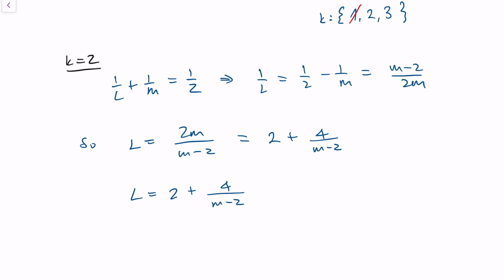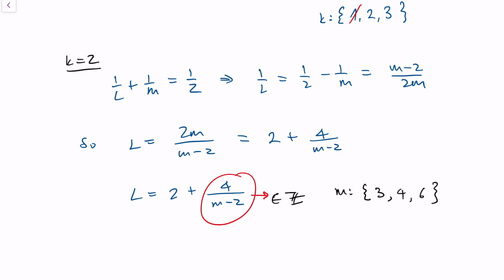Now we know l is a positive integer. We're only interested in the values of m for which this belongs to the integers. So, possibilities of m: well, can m be 1? Well, m can be 1 because m is a positive integer. But then we have 1 minus 2, which is minus 1, and then 4 over minus 1, that's minus 4. 2 minus 4 makes l negative, so we're not going to consider this. So we'll only count m is 3, m is 4, and m is equal to 6.